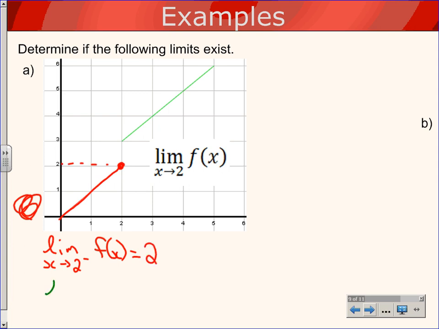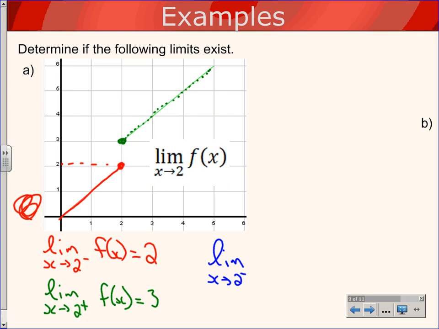But then the second criteria was, what if I approach from the right? Does that limit exist? Do I get an answer if I come in from the right-hand side? And I do. And I come in and I get really, really close to a value of 3. So the limit from the left is 2, the limit from the right is 3. But do those limits exist? Or excuse me, are those limits equal? They aren't. So I write this. The limit from the left does not equal the limit from the right.